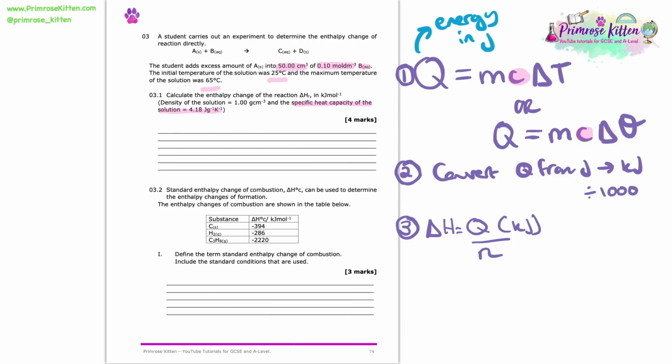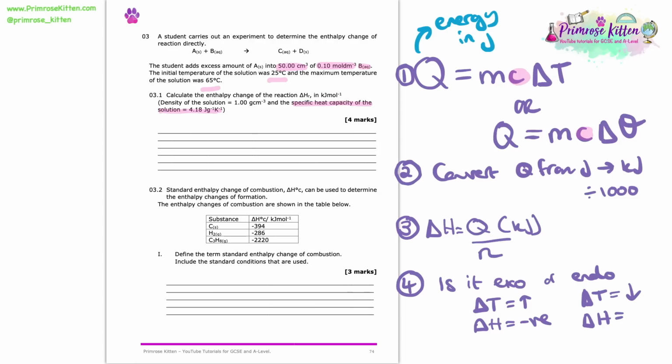And then we do have a final check that I would recommend we do, which is to check, is it exo or endo? So we need to look at the temperature change. And if the temperature of those surroundings that we're measuring has increased, then that will mean that our delta H is actually a negative value because it is exothermic. Whereas if the temperature has actually gone down, then our delta H is going to be endothermic. It will be positive. Okay, so these are the things to keep an eye out for in these questions.